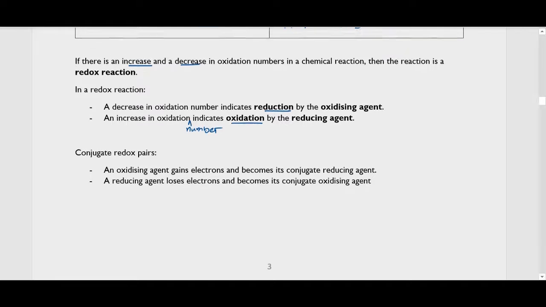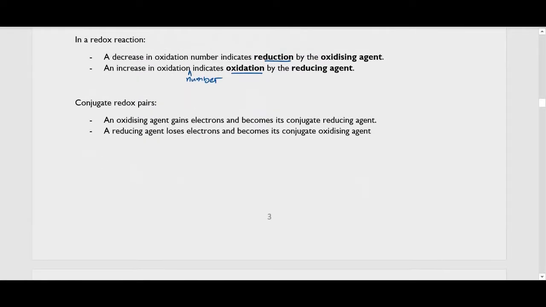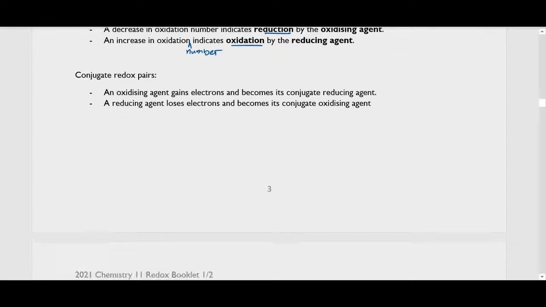And then we can talk about the conjugate pairs. I'll probably mention it a little bit later, but it operates the same way as a conjugate acid-base pair. So the oxidizing agent will be turned into the conjugate reducing agent, and the reducing agent will be turned into the conjugate oxidizing agent.